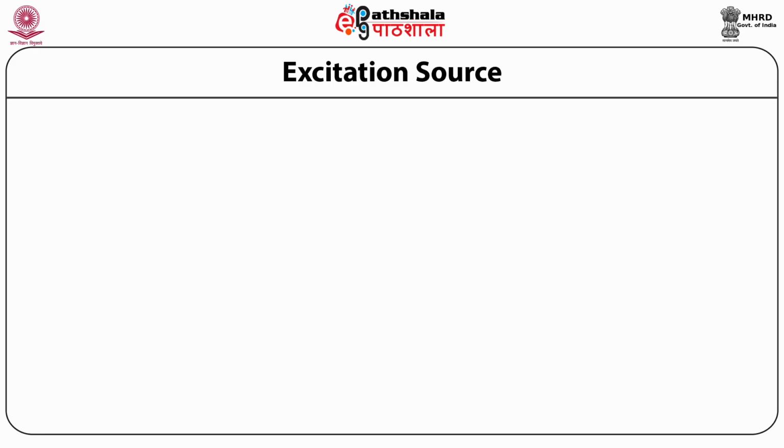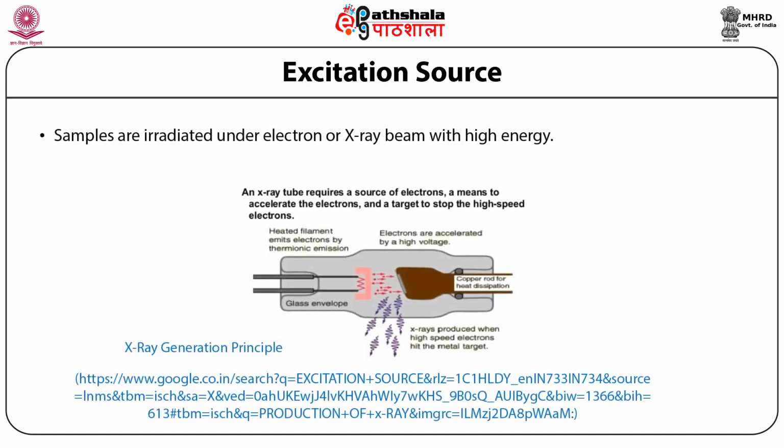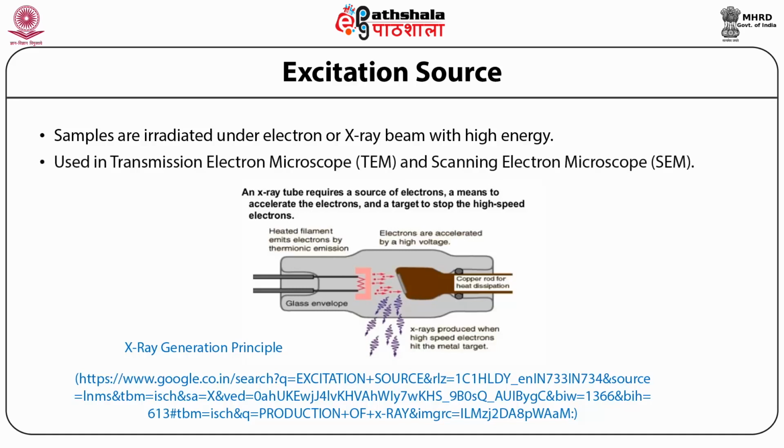The excitation source includes an electron beam or X-ray beam, which are electromagnetic radiation and are very energetic rays. It is used in electron microscopes, transmission electron microscopes, scanning electron microscopes, etc. You can easily see the diagram shown in the slide above, which is a schematic representation.